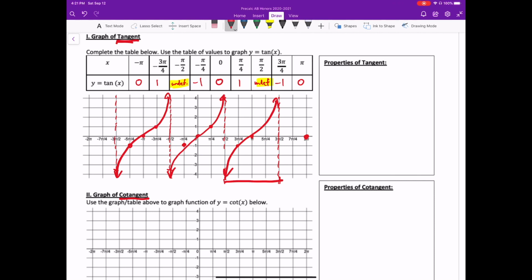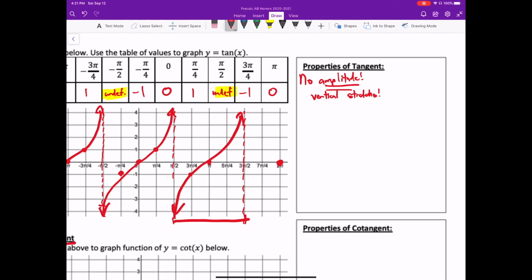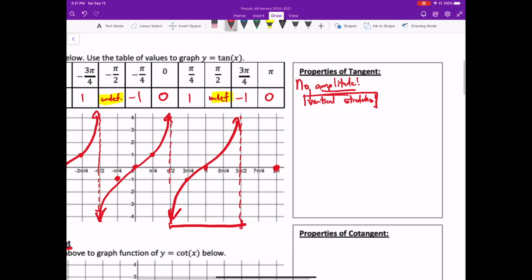We can do vertical stretches on tangent, but there is no such thing as an amplitude. Okay, so the word amplitude is not appropriate here, but we do have something called vertical stretches as usual, and we will deal with those. So vertical stretches only. What's the period? The period is now pi. So sine and cosine was 2 pi. The period for this is pi. And if you were to do some kind of a horizontal compression, we could say it's going to be pi over b, because there would be a horizontal compression of b.